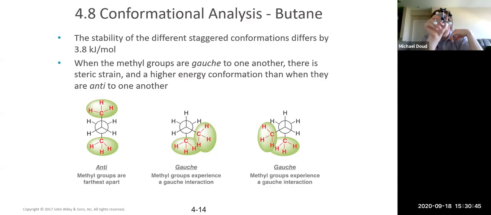So we have a special word for this. This is what's called gauche. This is a gauche interaction. Remember, these are eclipsed interactions like that. This is what we call a gauche interaction, a methyl group gauche interaction.